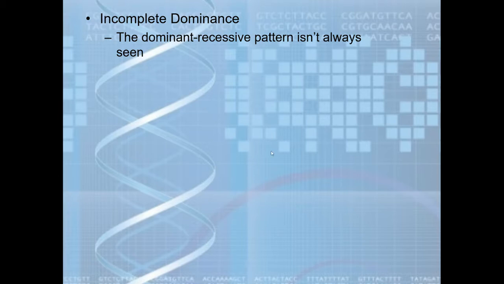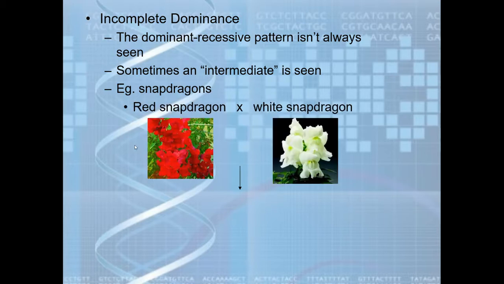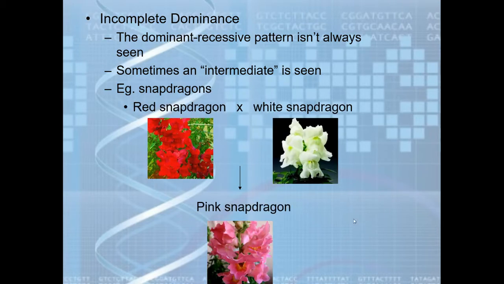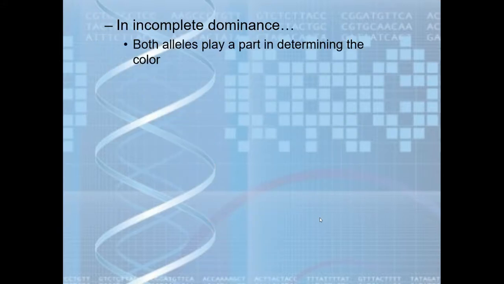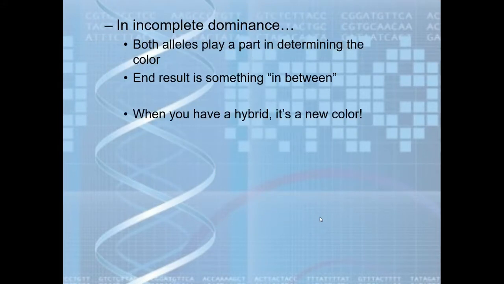Incomplete dominance. A dominant-recessive pattern isn't always seen. It's a combination of both. Say, for example, the color of the eyes of the dad is blue and the mom has green, then the color of the eyes of the babies will be blue-green. That's incomplete dominance. In this case, the snapdragon plant: instead of just red or white, it became pink. In incomplete dominance, both alleles play a part in determining the color. So it's somewhere in between. When you have a hybrid, it is a new color.